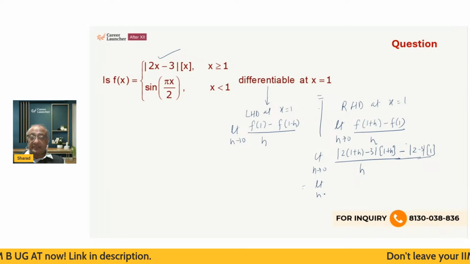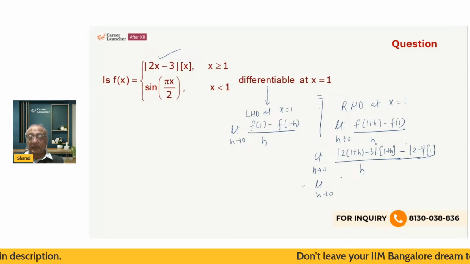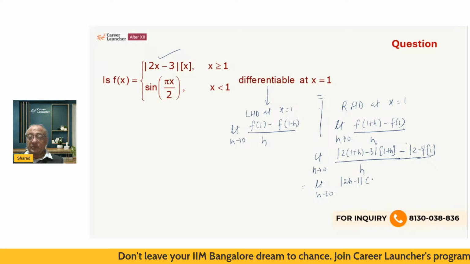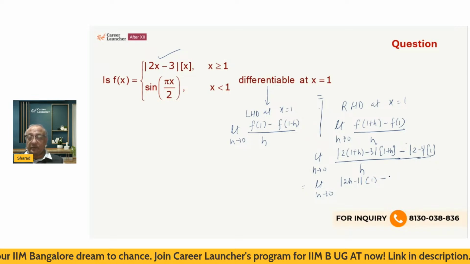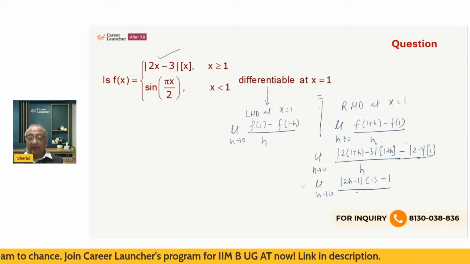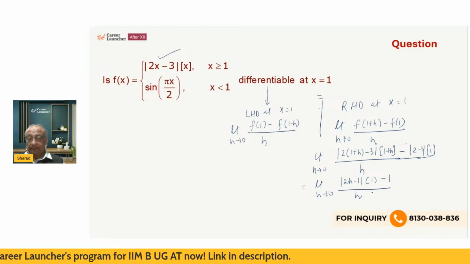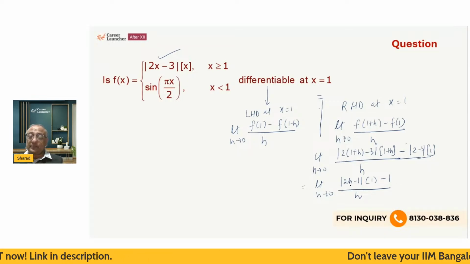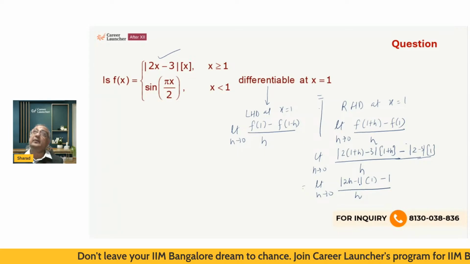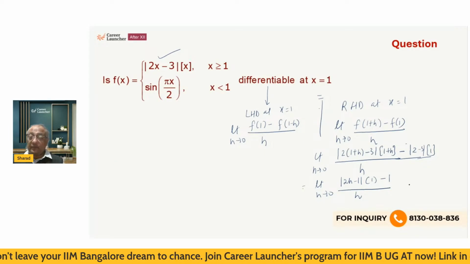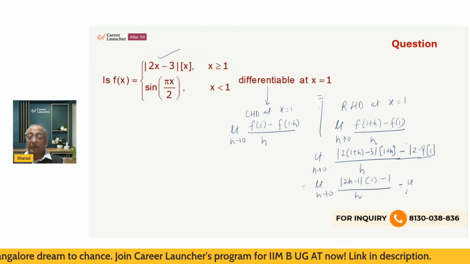Limit h tends to 0. This will become 2h minus 1, and this is 1, of course. And this is 2 minus 3, which is minus 1, into 1, upon h. Correct? Because h is a very small quantity, 2h will also be close to 0, and 1 is a very big quantity compared to 0. So this will flip its sign when the mod is removed.